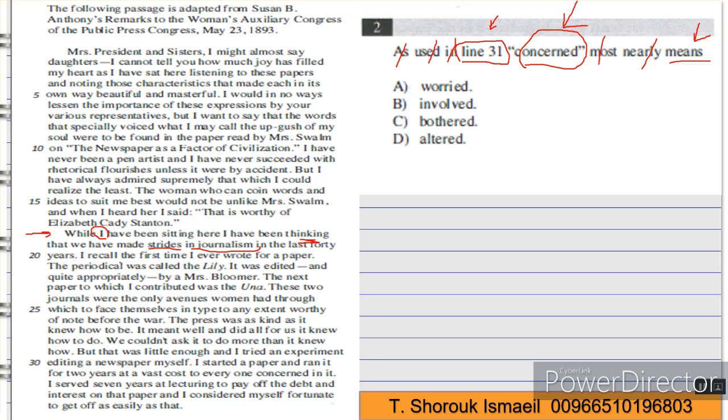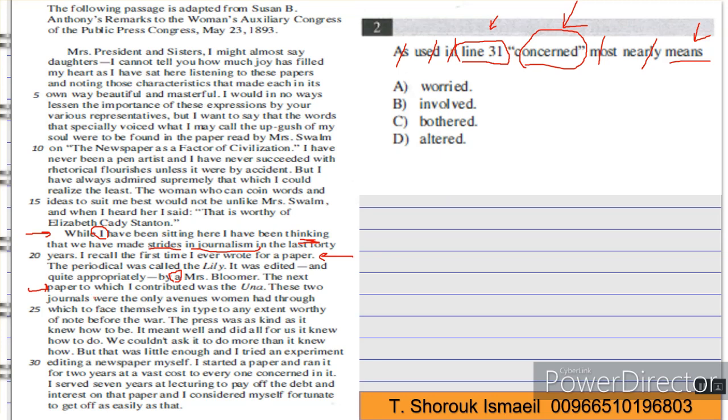I recall, means I remember, the first time I ever wrote for a paper. So she's writing her own reflection about her personal experience. The periodical was called The Lily, the name of this newspaper. It was edited, and quite appropriately, by a Mrs. Bloomer. Here means a woman called Mrs. Bloomer. Okay? The next paper to which I contributed was the Yana. That's the second newspaper she worked in. Okay, all of this just to deepen our knowledge.